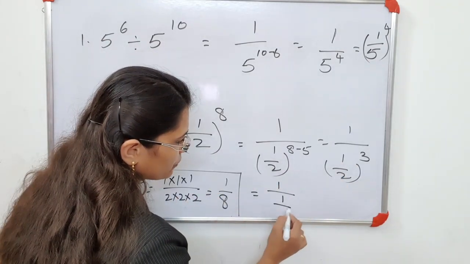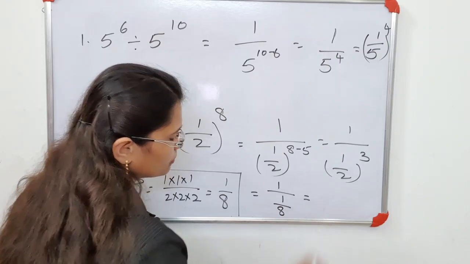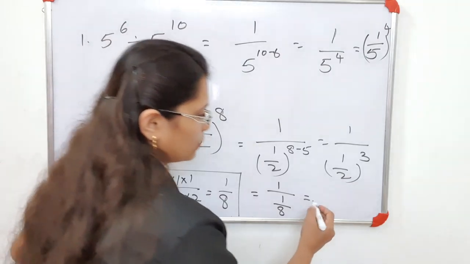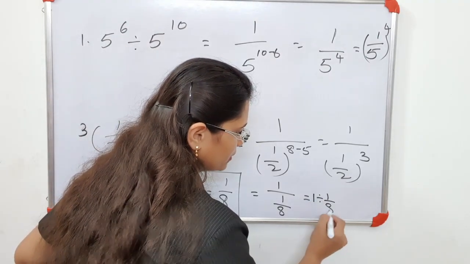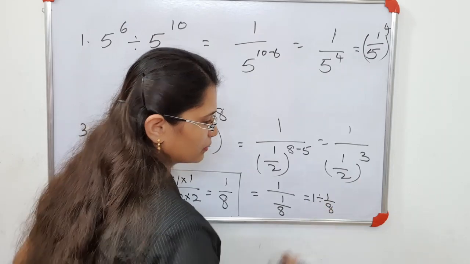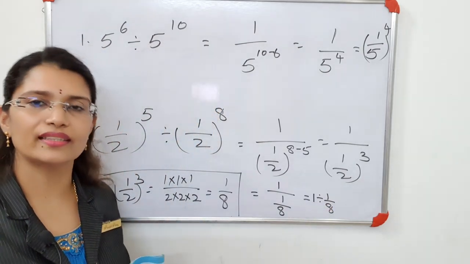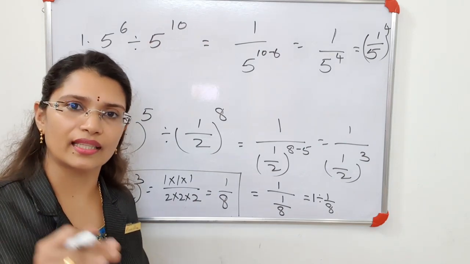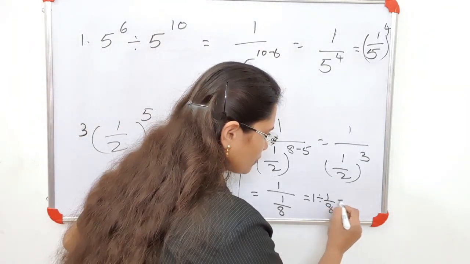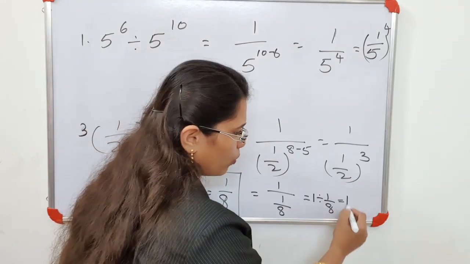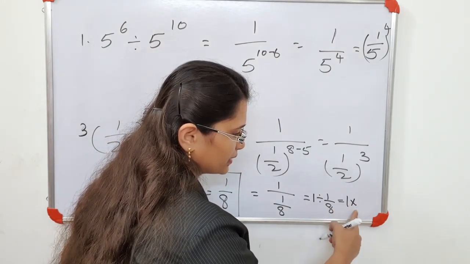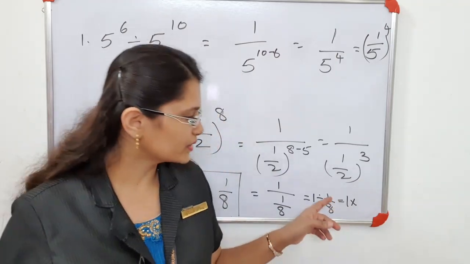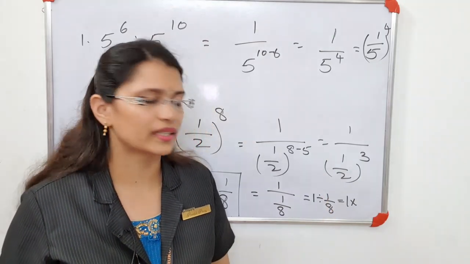So 1 by 8. What does this mean? 1 divided by 1 by 8. The meaning of this is 1 divided by 1 by 8. How can you divide this type of fraction? We have to take the reciprocal and then multiply, right? 1 into, the first number we have to write like that, and then the reciprocal of 1 by 8. Here 1 is the numerator and the denominator is 8.